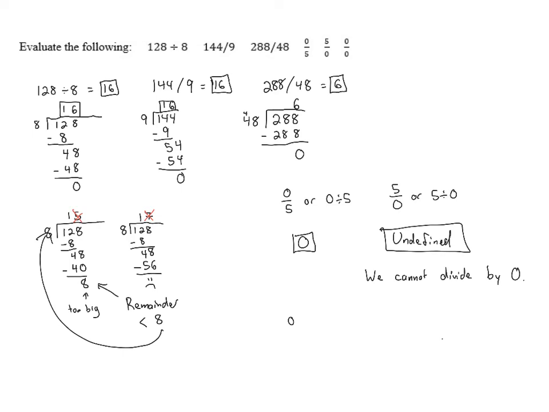So then this last one, 0 divided by 0, is also going to be undefined because, again, we're being asked to divide by 0. All right, the first number can be 0. If we look at 0 divided by 5, that's fine. It's the second number, the thing we're dividing by, that's not allowed to be 0.